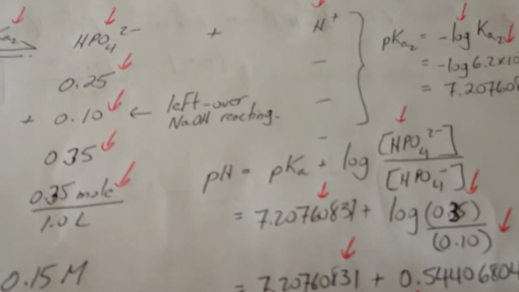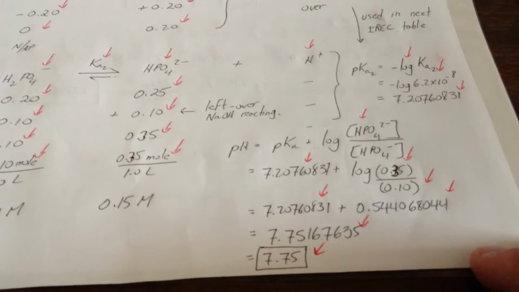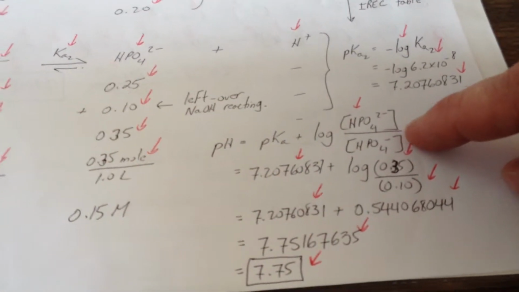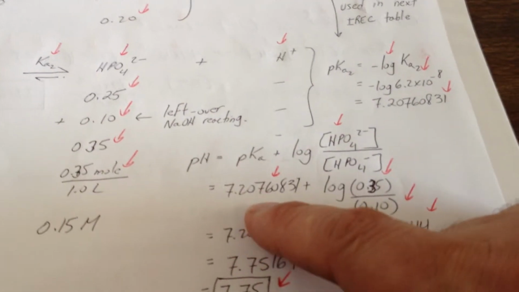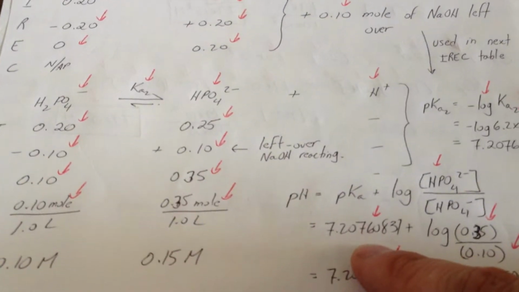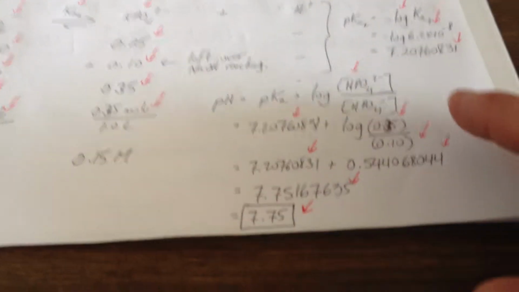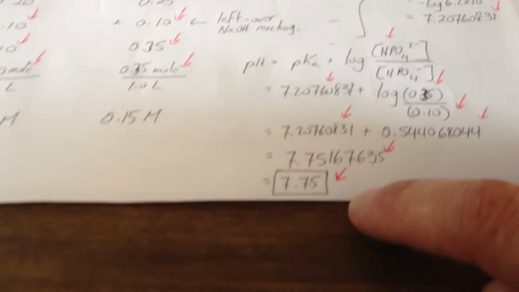Then we use the Henderson-Hasselbalch equation, plugging in the values of monohydrogen phosphate and dihydrogen phosphate concentration. We find the pKa for that Ka sub 2 by taking the negative log of the Ka sub 2, and when we plug in all the numbers, we find that the pH works out to 7.75.